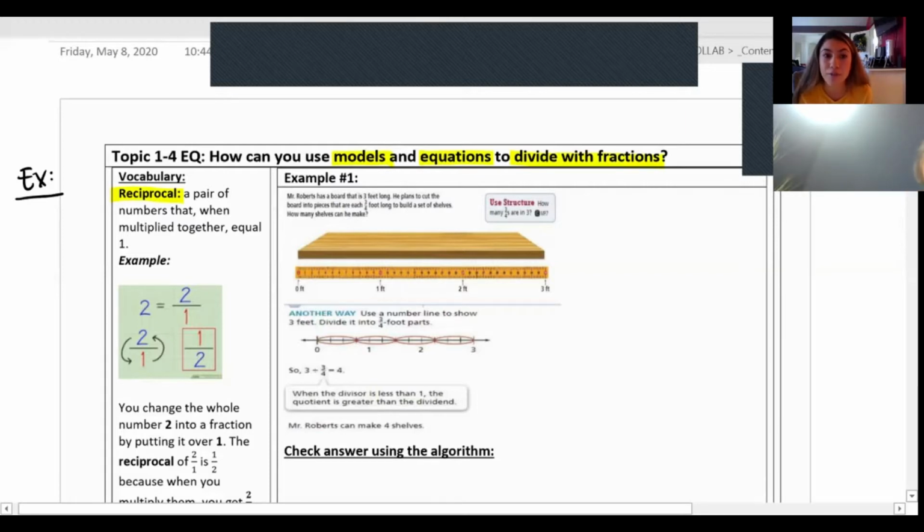Cool. So for example, 2, our whole number 2, it's always over 1. We've reviewed this before. If we find the reciprocal of 2 over 1, that's 1 over 2 or 1/2. When we multiply this straight across, 2 times 1 is 2 and 1 times 2 is 2. So 2 over 2 is just 1. That's why when multiplied together, a reciprocal always equals 1.